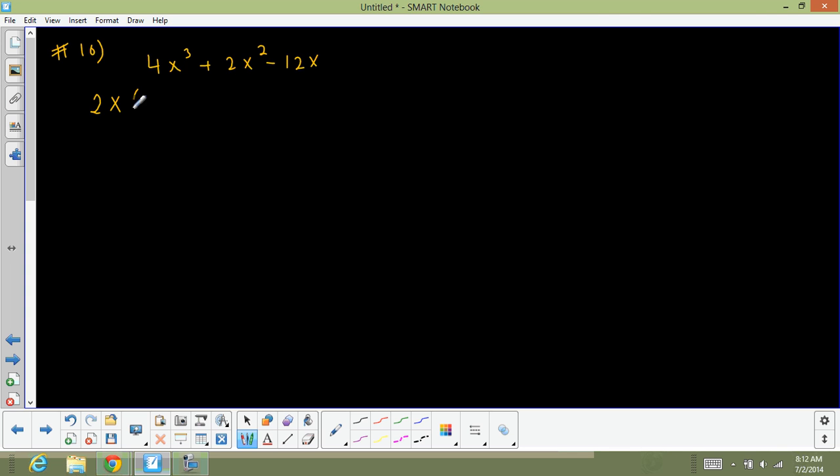And of course, in doing that factoring, you're dividing. And so 4x cubed divided by 2x becomes 2x squared. And then the 2x squared divided by 2x becomes plus x. And of course, the minus 12x divided by 2x becomes a minus 6. And then from here, the rest of the factorization, we want to look at this quadratic expression in here.